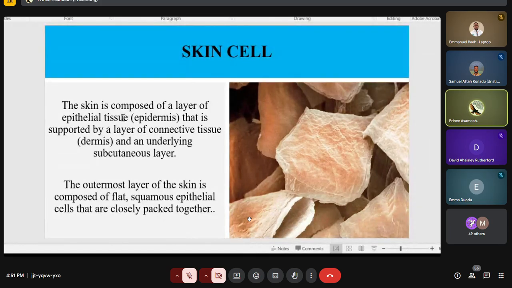They pack themselves together, forming a barrier so that nothing can really penetrate. We come in contact with pathogens every day, but they are unable to penetrate our skin because of the protective barrier. That is the skin cell.